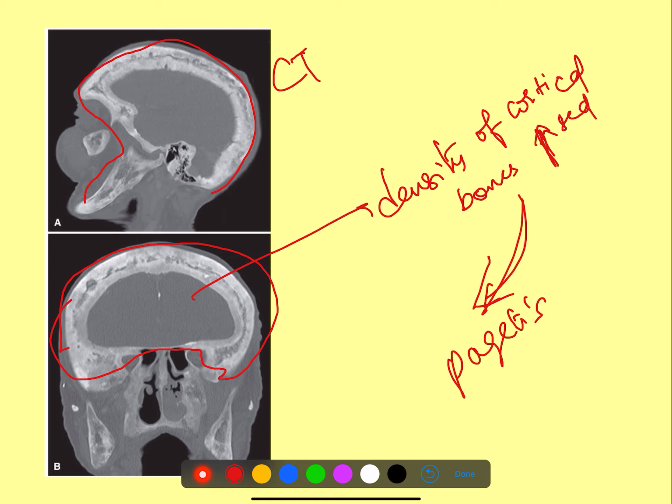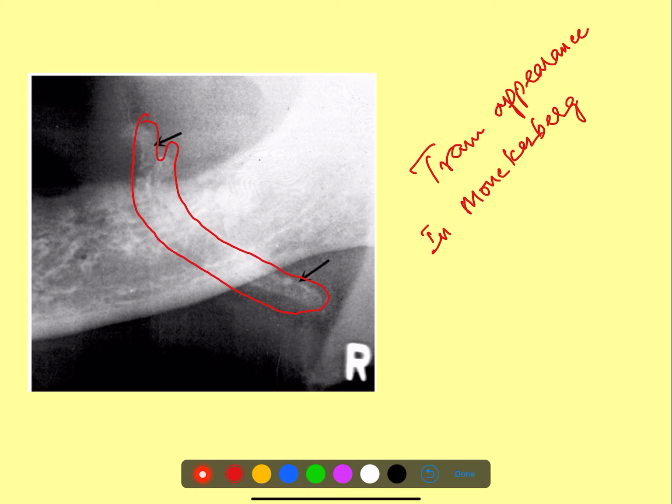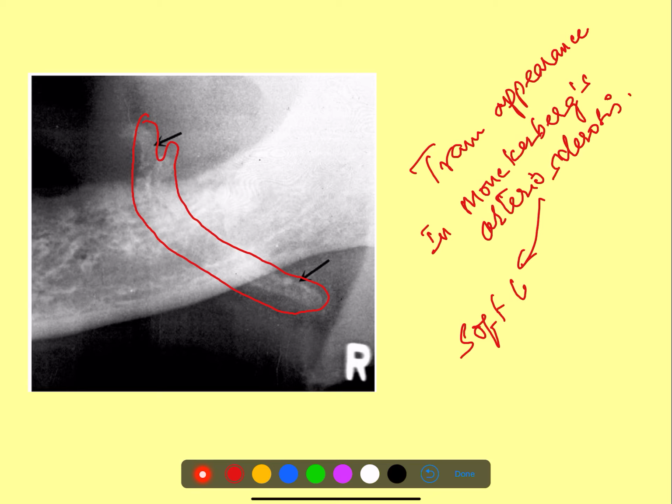So what is this? This is a tram track appearance, which can be seen in Monckeberg's arteriosclerosis. This is a type of soft tissue dystrophic calcification.